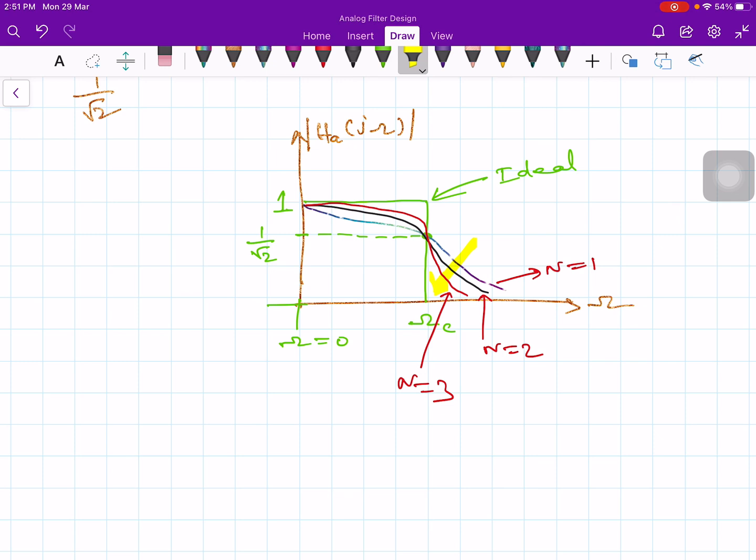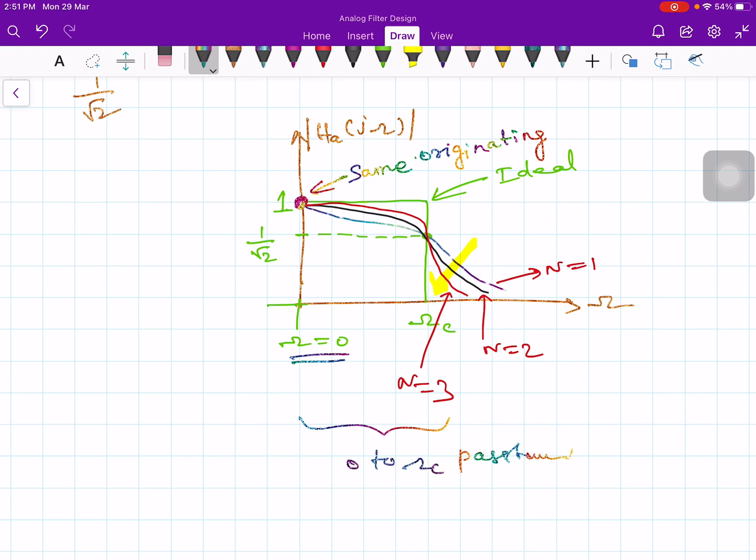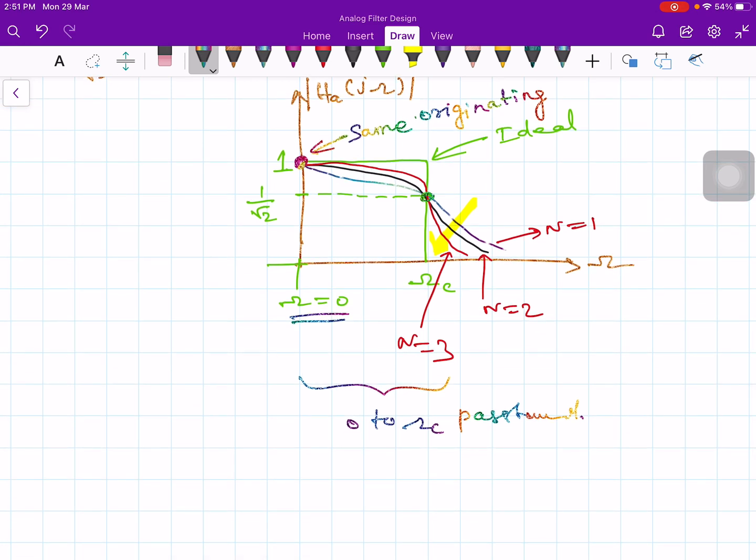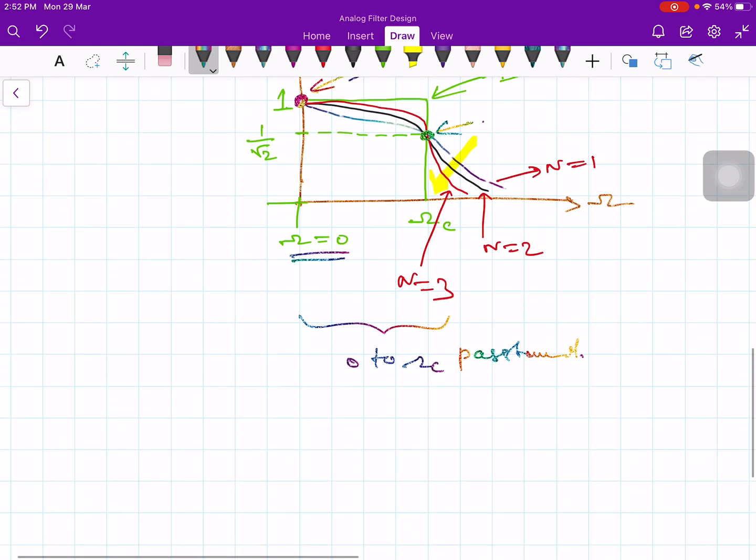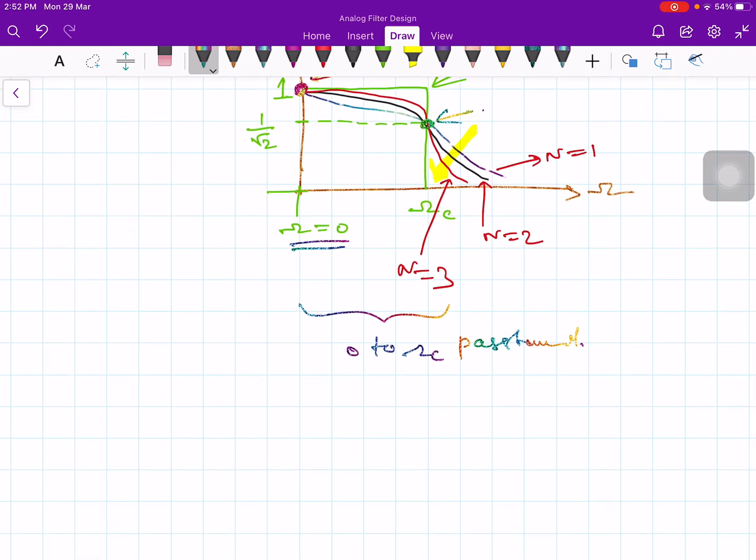As you increase the order of the filter, all of them have the same originating point. All the plots originate at omega equal to 0, and the corresponding value is 1. We are calling the pass band as the 3 dB frequency, so 0 to omega c is called pass band frequency. And the beauty is everybody is meeting at this point, at omega equal to omega c. All the curves start at omega equal to 0, and all the curves meet at omega equal to omega c. That's an important point we should remember. At omega equal to omega c, the value is 1 by root 2.